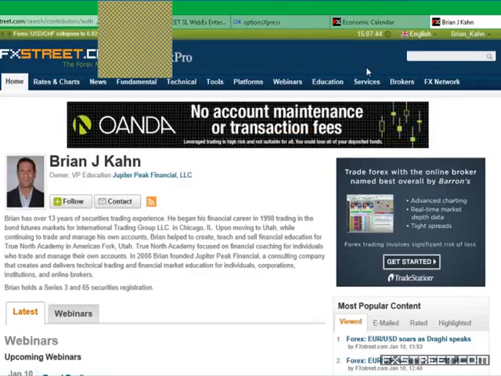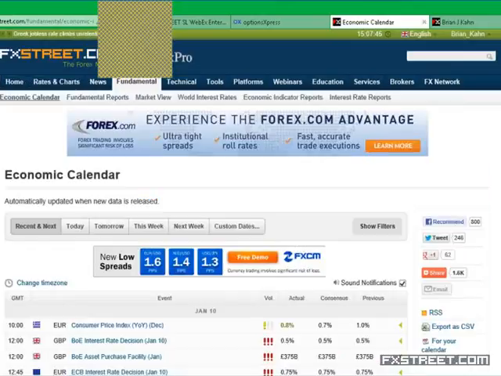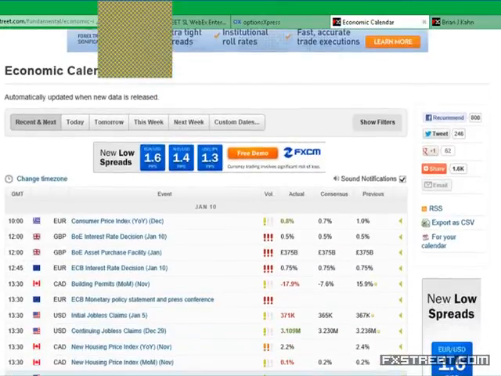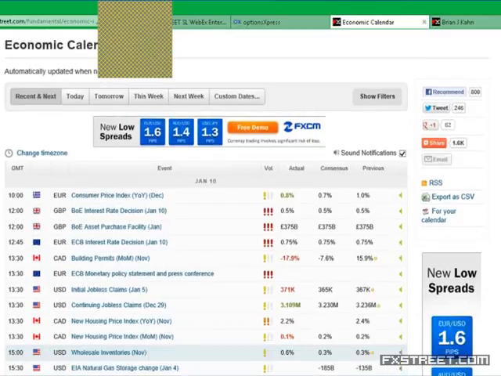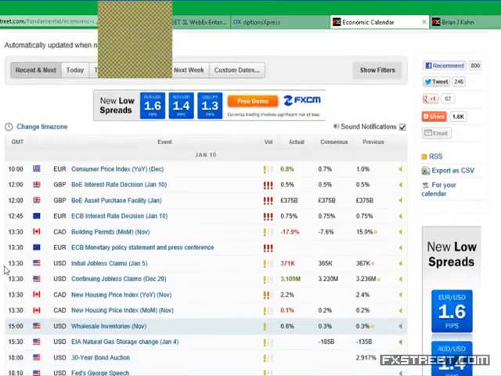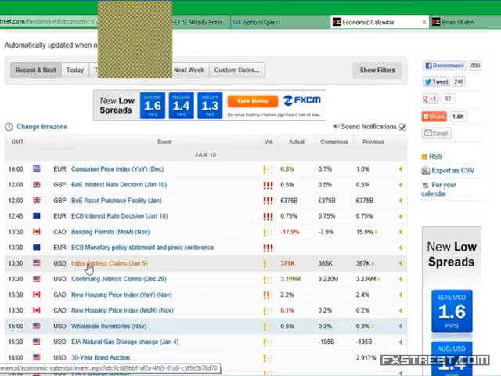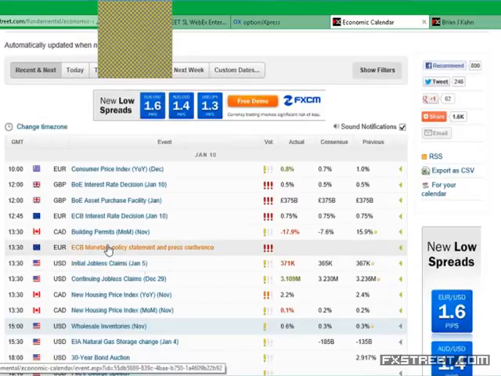So first and foremost, the economic calendar, which I mentioned, is right here. And this is a list of everything going on as far as economic data around the world. The U.S. today had some data as far as jobs data. We also had ECB policy today. We also have Bank of England policy today. So a very busy day.